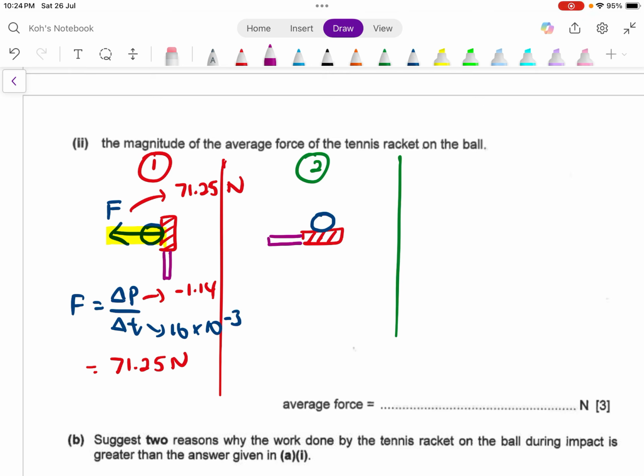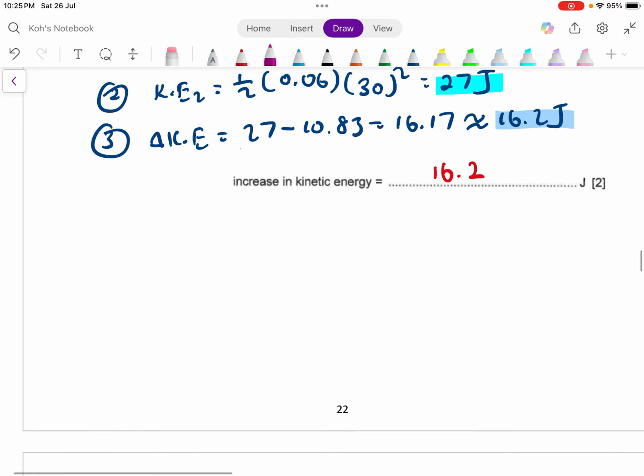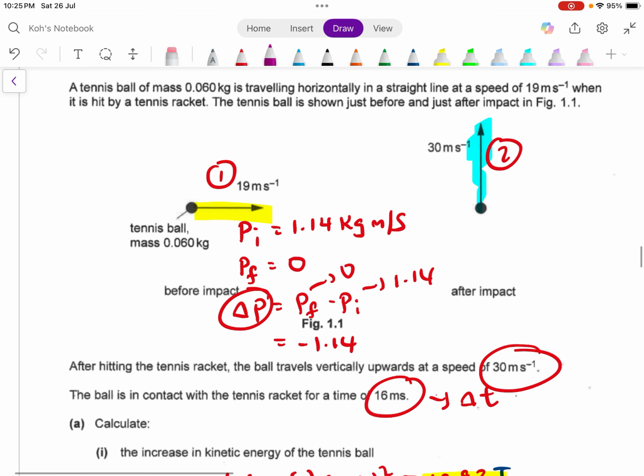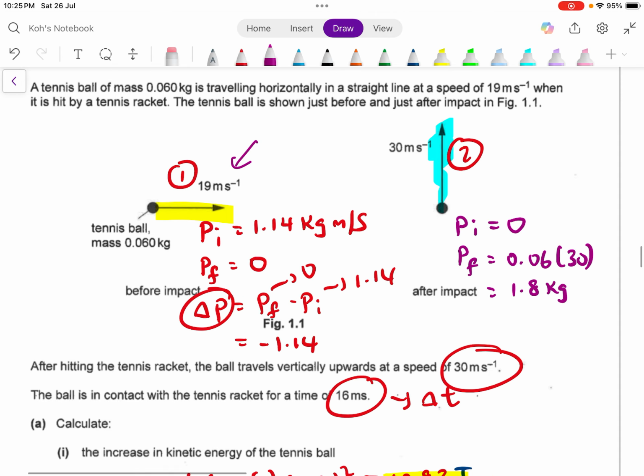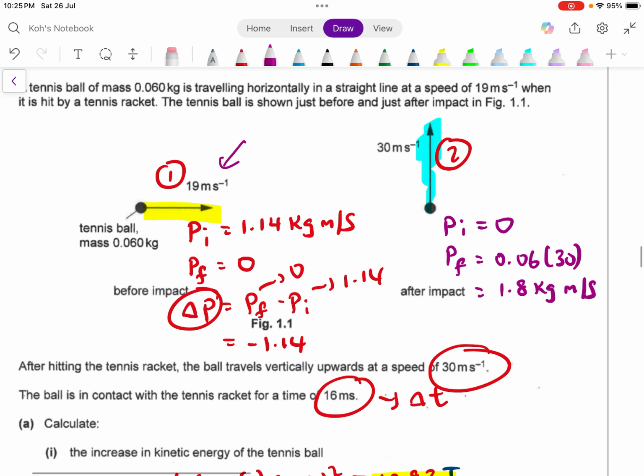Realize that there's a momentum vertically upwards. Initially, when we look at the diagram, there shouldn't be any vertical momentum, so I can safely say that the initial vertical momentum is 0. Then, when I hit up, the final momentum is 0.06 multiplied by 30, so it's about 1.8 kg meters per second.